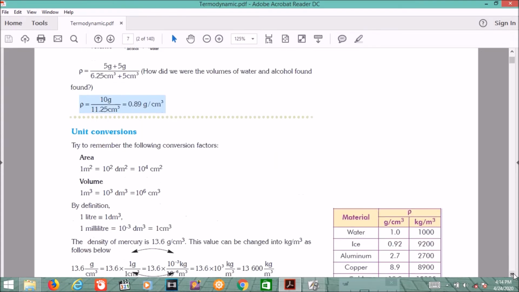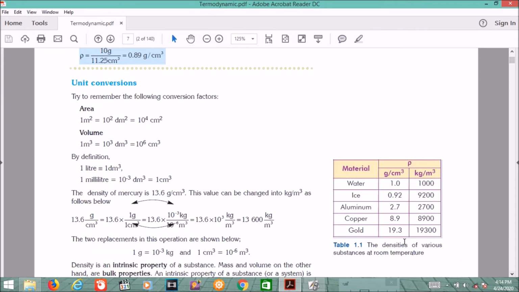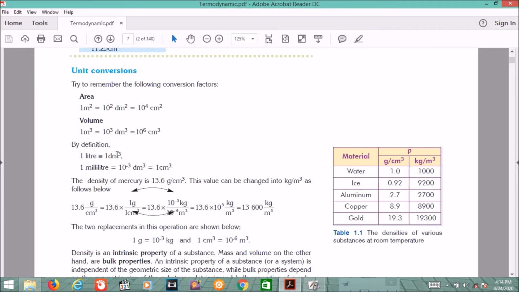Then the unit conversion I have discussed before. This one is also important. The other unit that we often use when we discuss fluids: 1 liter equals 1 decimeter cube. I believe you have learned this in math, so it is not difficult for you. And then 1 milliliter equals 10 to the power minus 3 decimeter cube, or 1 centimeter cube. So we can replace this one.